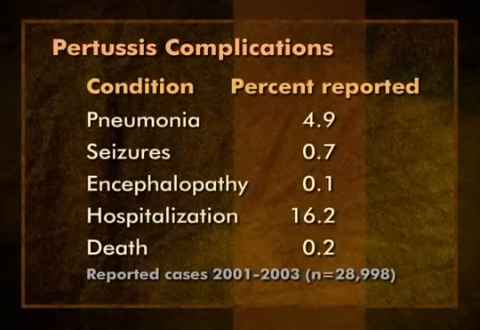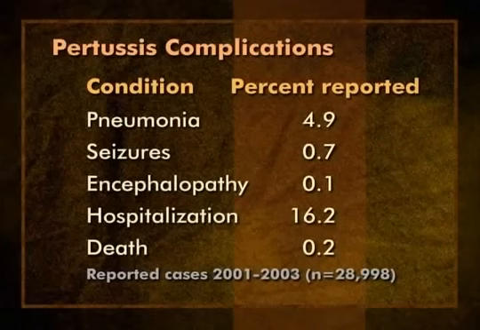The cause of encephalopathy is not known with certainty. Some experts think it is due to hypoxia. Others believe a toxin may be involved. About 16% of reported cases require hospitalization. Death is reported in 0.2%, or 2 per 1,000 cases, and is usually due to pneumonia.